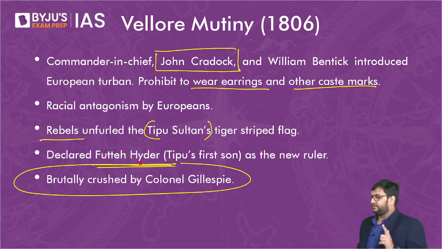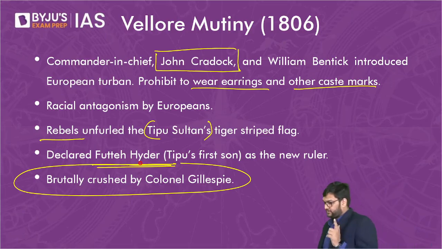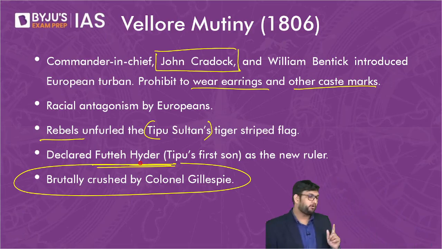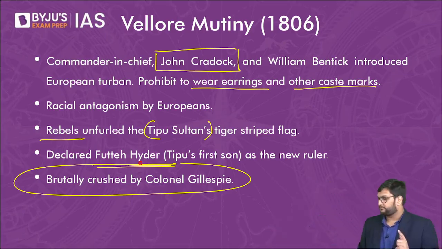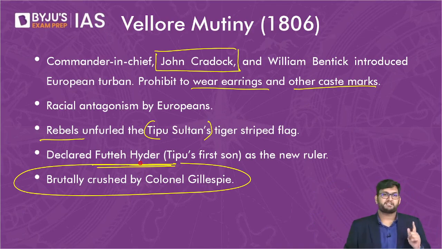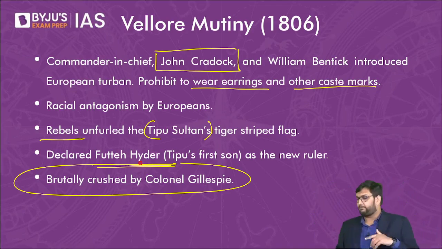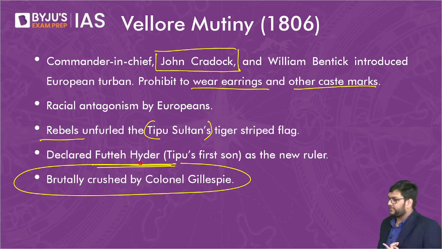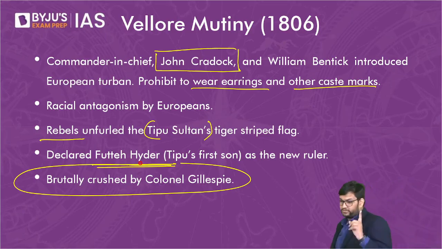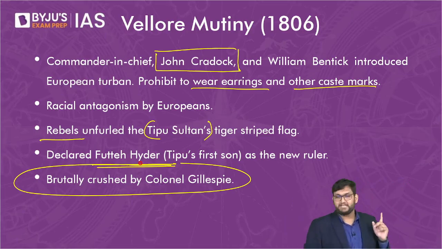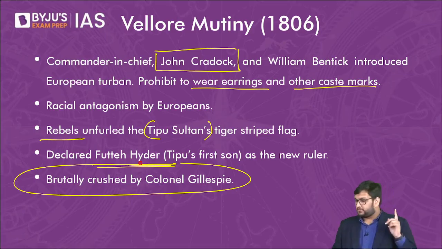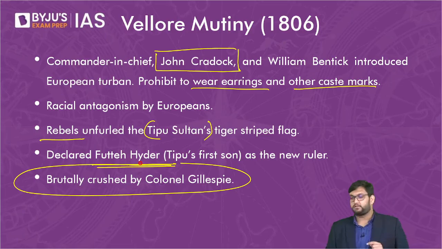Now tell me one thing, when the revolt of 1857 happens, where do they first go? Who is their first leader who they become a part of, or technically make a part of the rebellion? They go to Delhi and they make Bahadur Shah Zafar their leader. Yes? Now tell me one thing. Isn't the same thing happening in the Vellore mutiny?